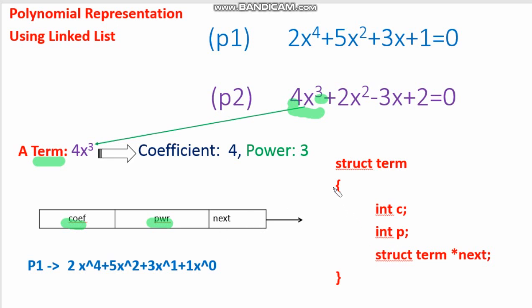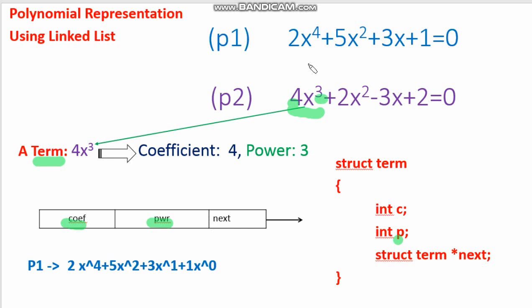So I have defined a structure here. I call it term. Of course, when you do the practical, you can put it as node, but be consistent both ways, don't make mistakes. Then I declare a coefficient and a power. I have used C here in order to reduce the writing. When you explain the theory part, explain coefficient, power. Internally in the practical, use the smaller words so that your typing is lesser. So C stands for coefficient, this stands for power, this connects to the next node.